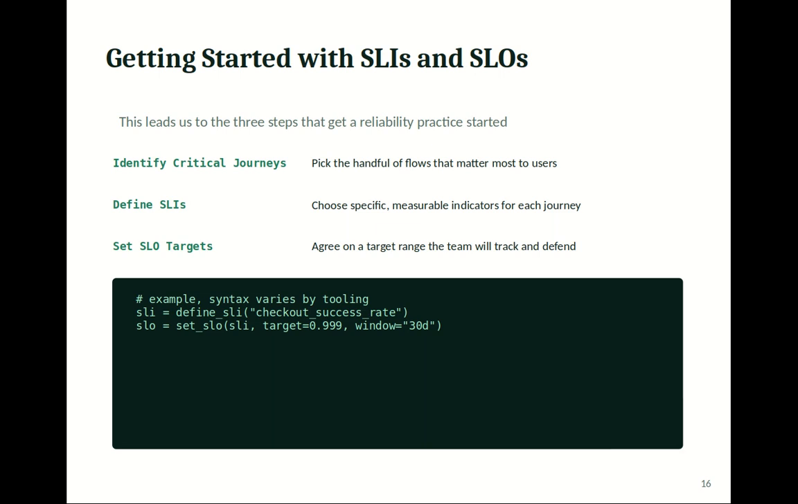Getting started with SLIs and SLOs. This leads us to the three steps that get a reliability practice started. Identify critical journeys: pick the handful of flows that matter most to the users. Define SLIs: choose specific measurable indicators for each journey. Set SLO targets: agree on a target range the team will track and defend.